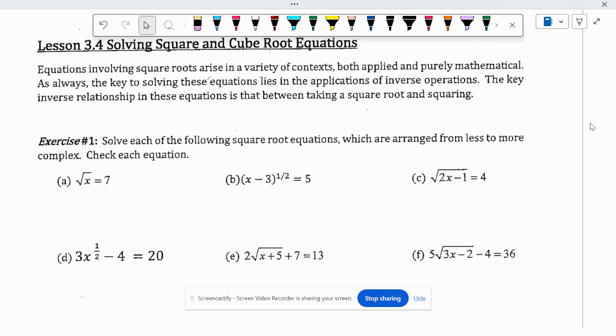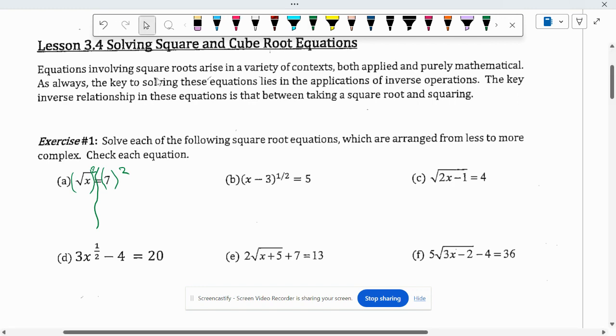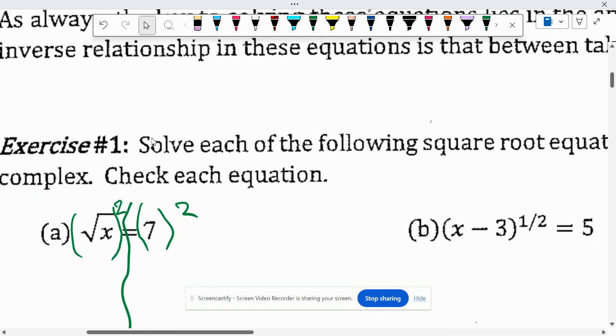Okay, so how do you unsquare root something? You square it. So we're going to square both sides. So the square root of x, the quantity squared, is just x. And 7 squared is 49.